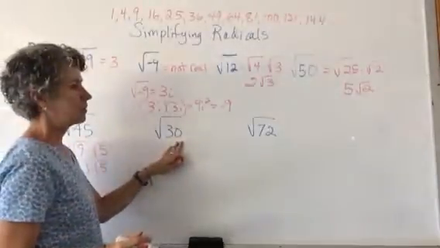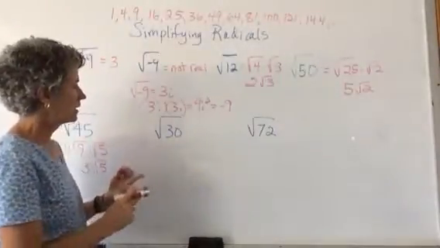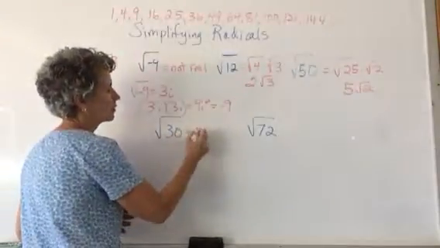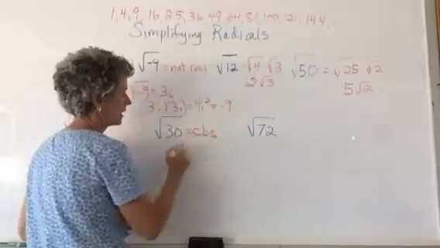Square root of 30. Try 5 times 6, that doesn't work. 3 times 10, 2 times 15. And so this one, there's nothing you can do. So I call that a CBS, cannot be simplified.